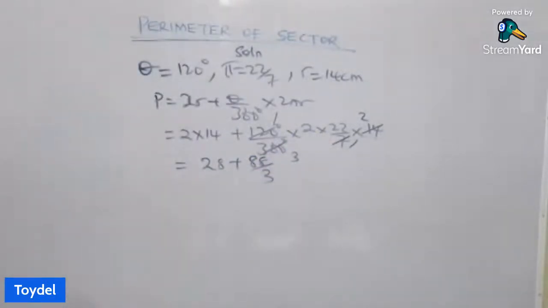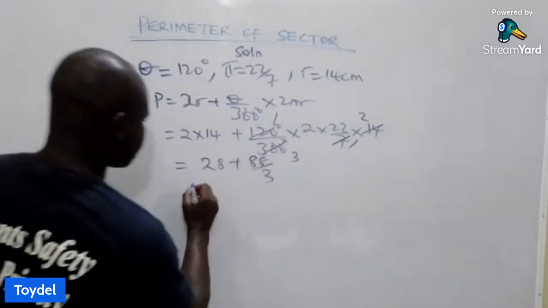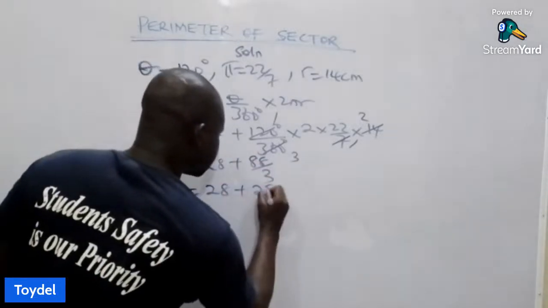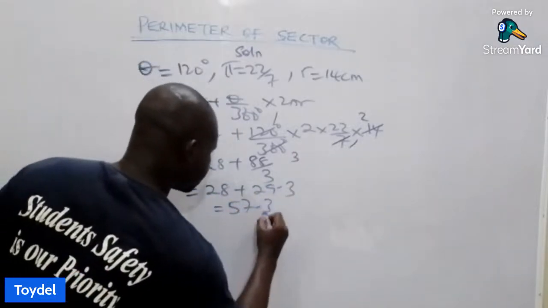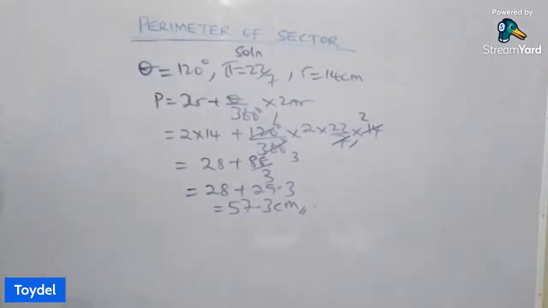So please, let's look at what we have on the board very well. If you use 3 to divide 88, we are going to get 29.3. But this will be 28 plus 29.3. So 28 plus 29.3 is 57.3 centimeters. So in this case, the perimeter of that sector is 57.3 centimeters.